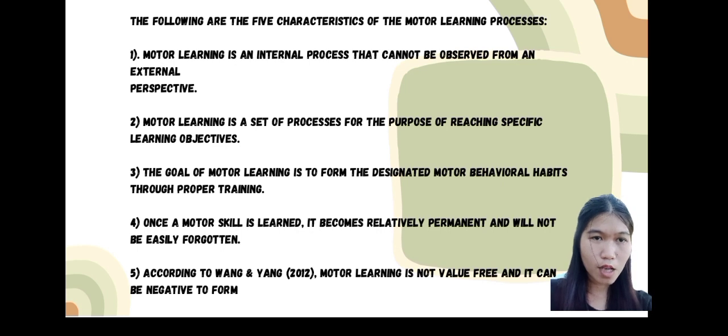And four, once a motor skill is learned, it becomes relatively permanent and will not be easily forgotten. So forgetting is used to indicate the opposite of learning, in that learning refers to the acquisition of the capability for movement, whereas forgetting refers to the loss of such capability. It is likely that the processes and principles having to do with gains and losses in the capability for moving will be different, but the terms refer to the different directions of the change in this capability.